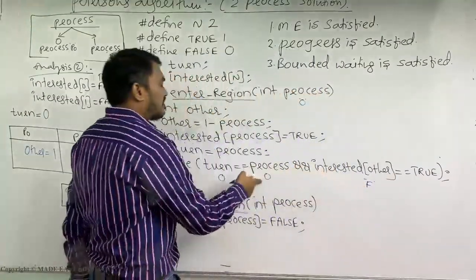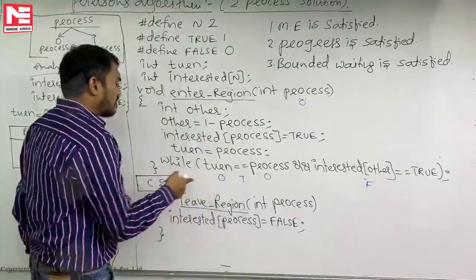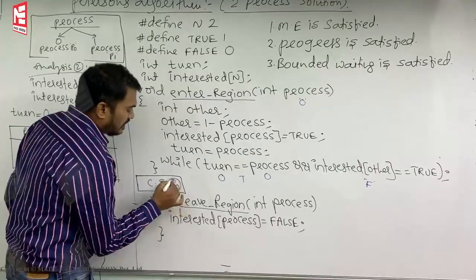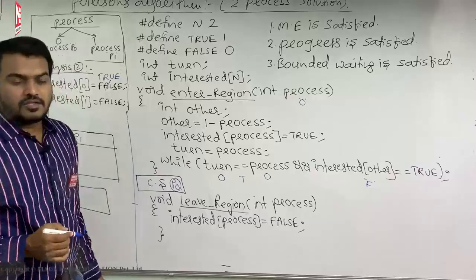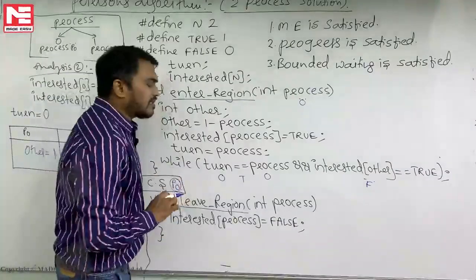So this condition is false, this condition is true, the entire condition is what? False. If it is false, the P naught will come into critical section. So I am writing here, P naught coming into critical section. So P naught is in the critical section here. Now remember, P naught is in the critical section now.